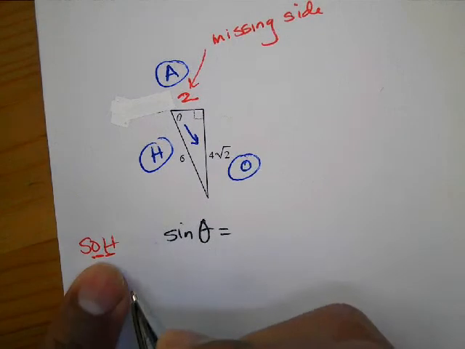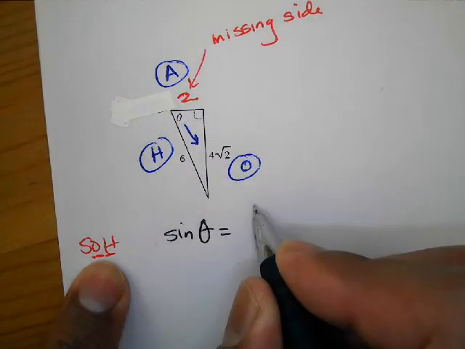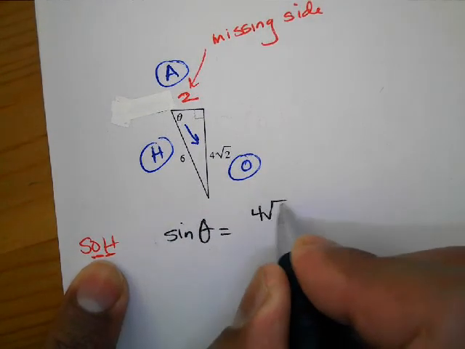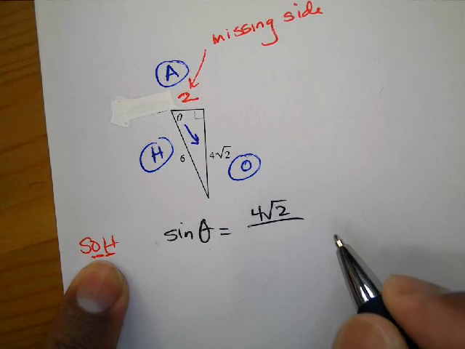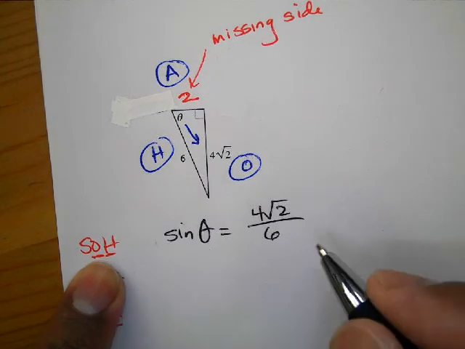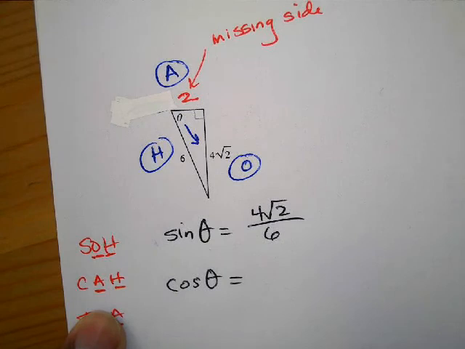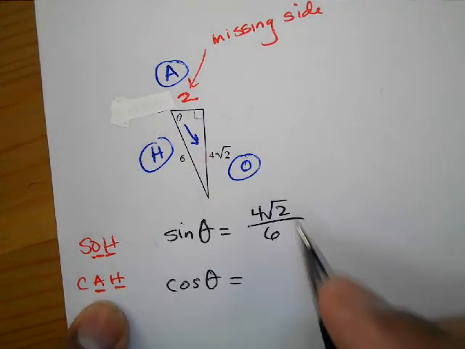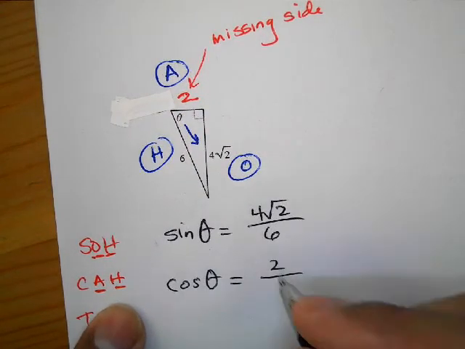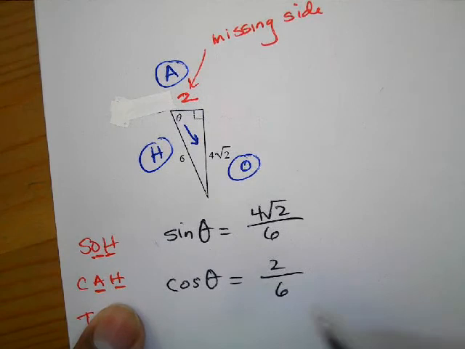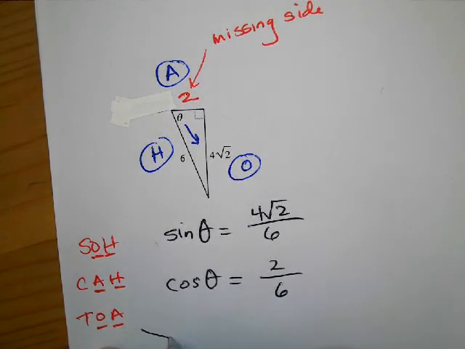All right. Sine is what? O over H. So that's 4 root 2 over 6. Cosine is going to be A over H, 2 over 6. And tangent over here is going to be what?